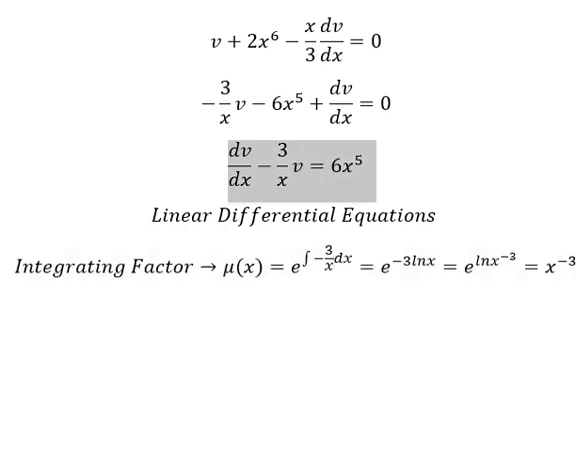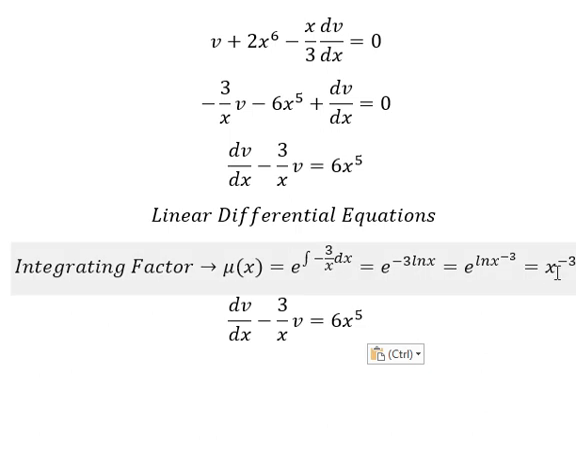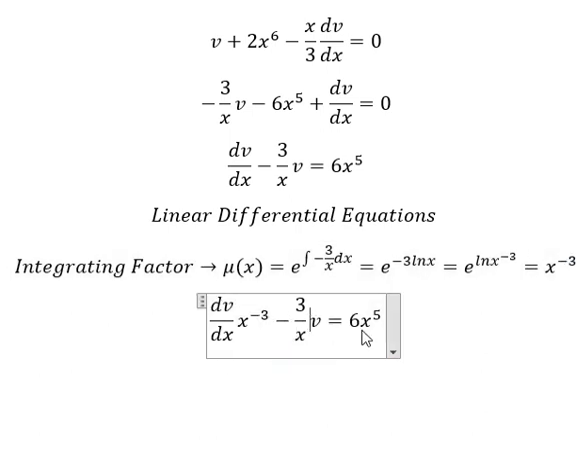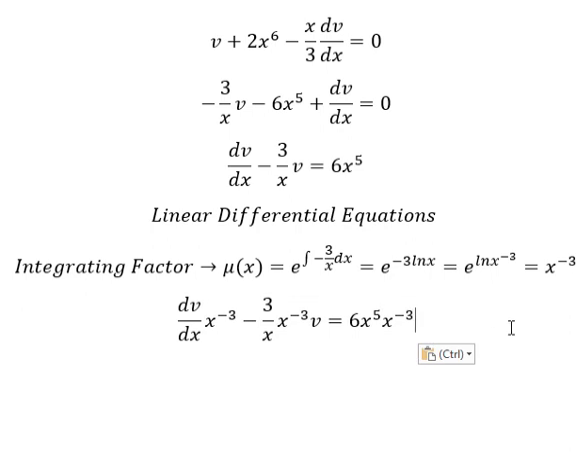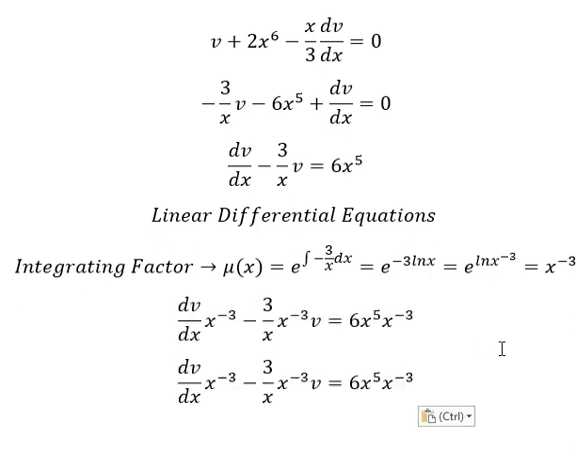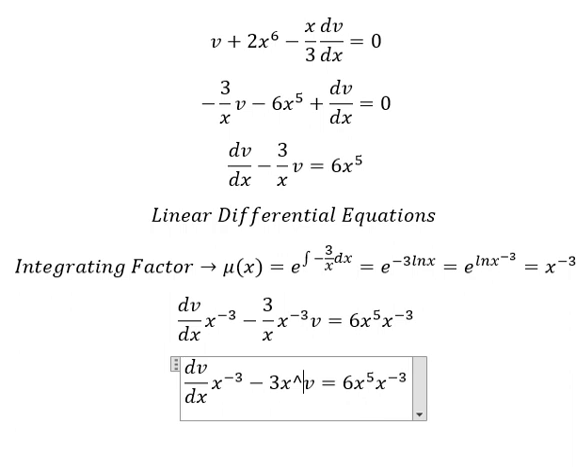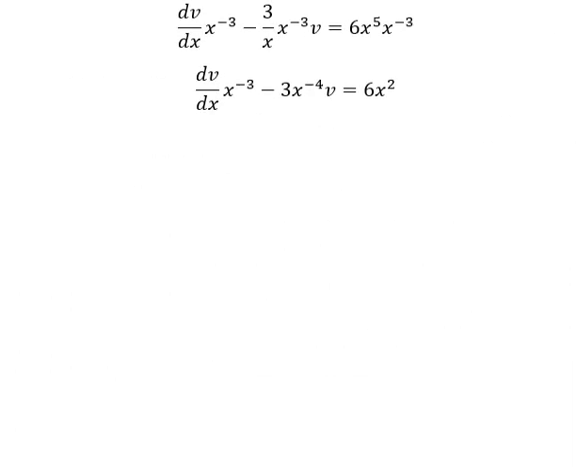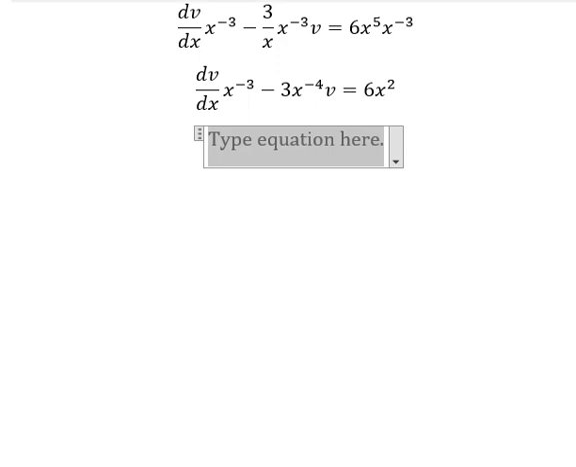So that means we need to multiply both sides by this one. So this one is 3x to the power of negative 4. Number 5 minus number 3, we have number 2. Next, we integrate both sides.